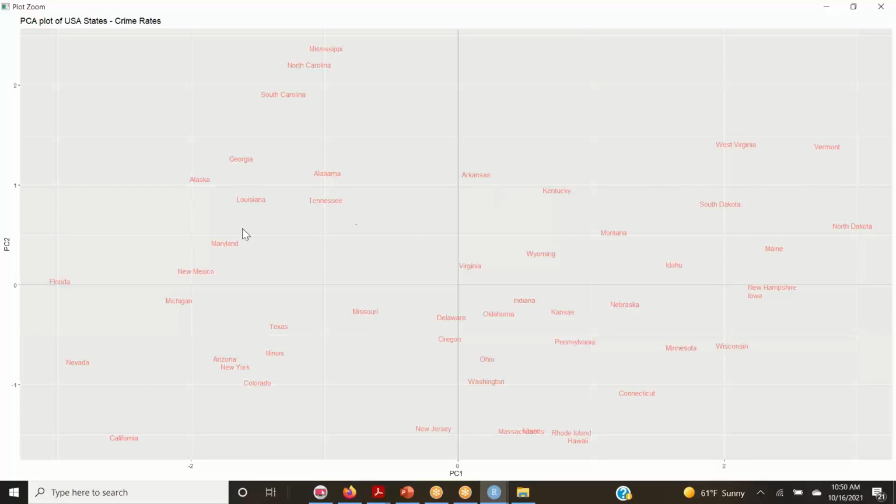Now if you look at this, remember this axis is PC1, the most explaining axis. PC2 is the next most explaining axis, the vertical axis. Connecticut, Minnesota, Wisconsin, these are all northeast. They are all grouping together from the point of view of crimes, not because they are northeast, but from the point of view of crimes they are all coming together.